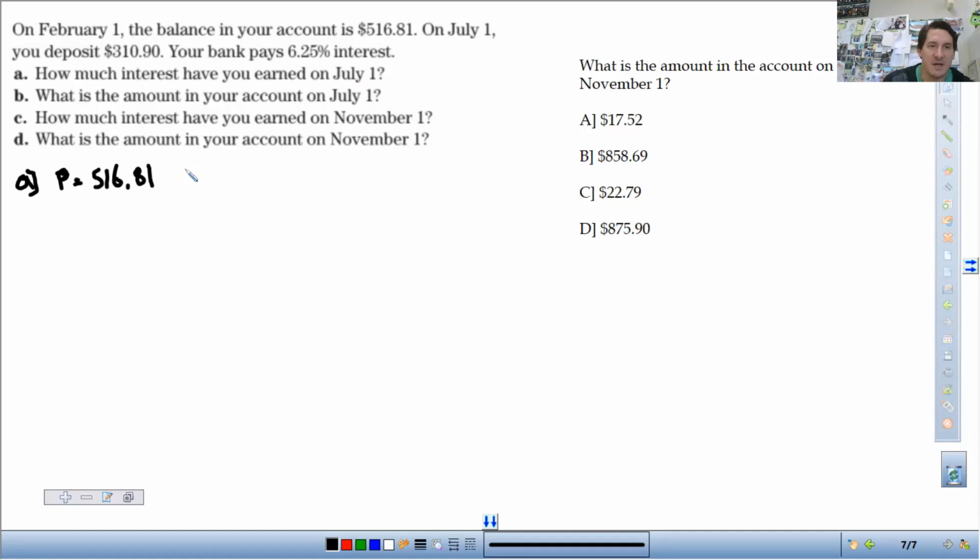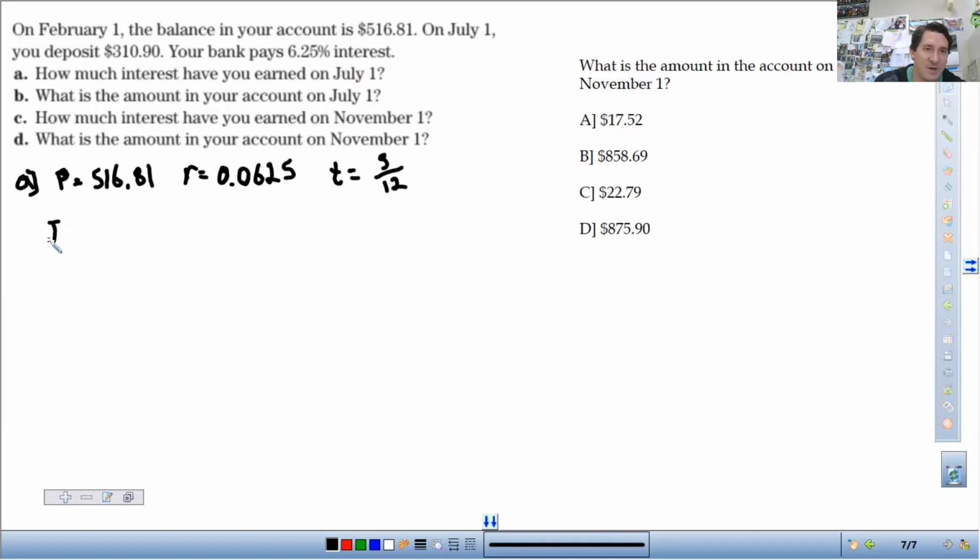The interest rate is 6.25%. So as a decimal, that's 0.0625. And then the time. So this is the tricky one. So we're going from February to July. So you have to figure out how many months that is. So February to March, April, May, June, July. It's 5 months. All right. So that's 5 over 12.